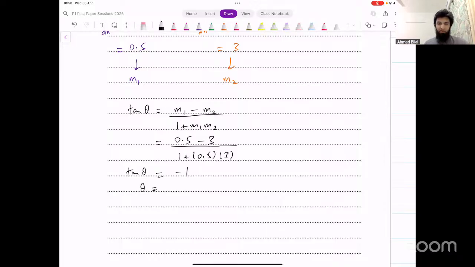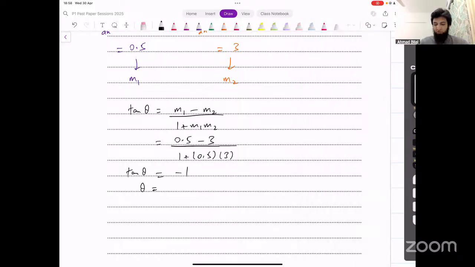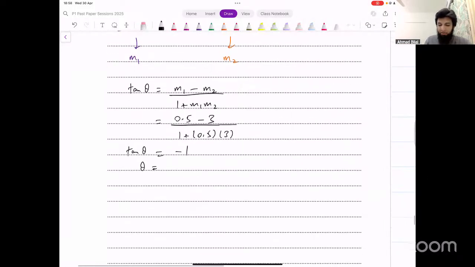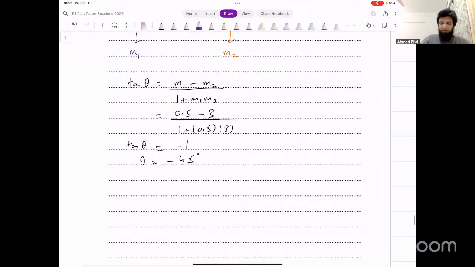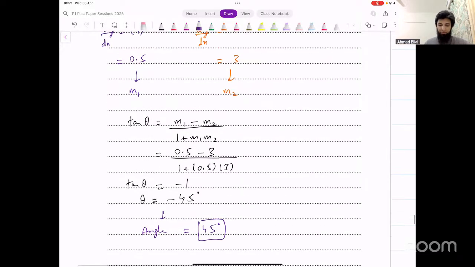What does the calculator give you for this value? Tan inverse of minus 1? Is that minus 45 or 135? So the calculator will give one of those, right? Okay, so the calculator is giving you minus 45. Now, we don't care whether the angle is minus or plus. We can just say the angle that we were looking for, that's just 45 degrees, and that's our final answer.